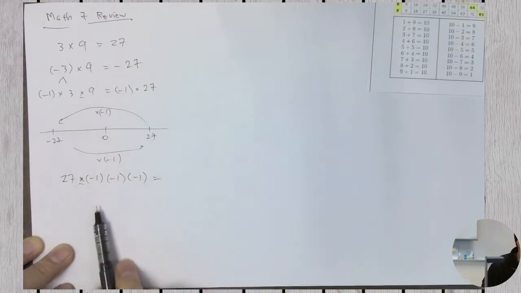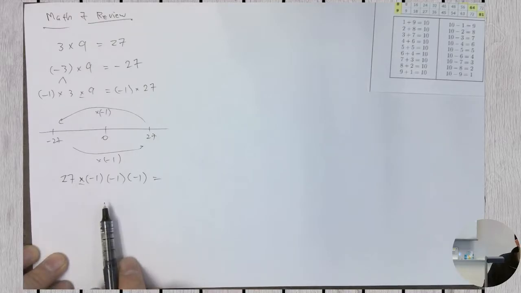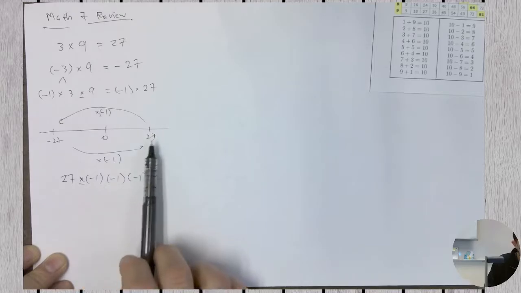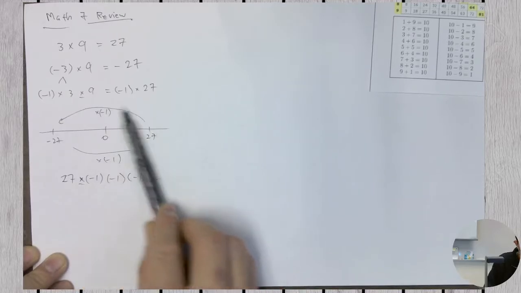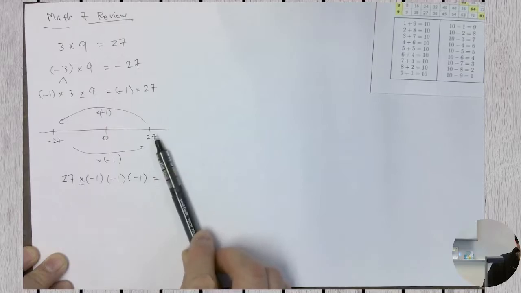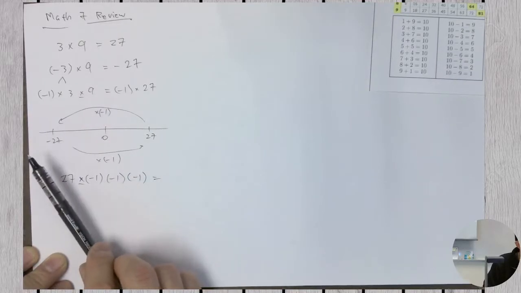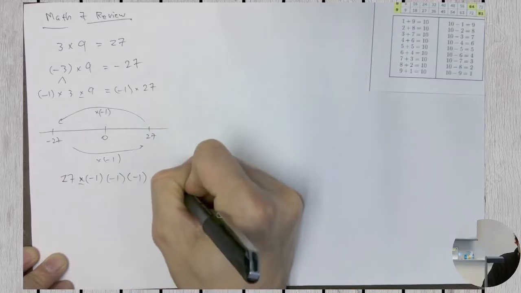What's the result in here? Do you know? Brayden? 27 times negative 1, 3 times. So it'll be going over 1, 2, 3. Be negative 27. All right, so if you don't know this yet, make sure you know.